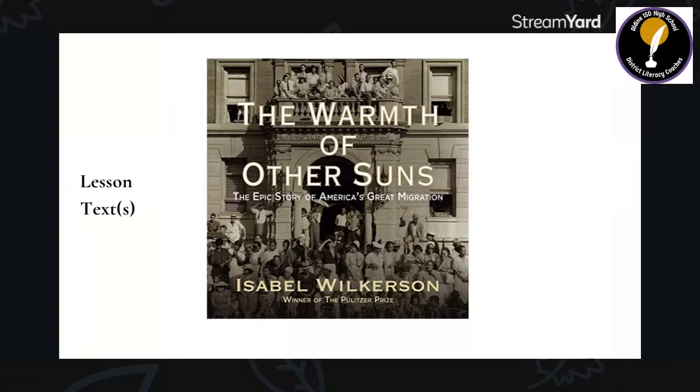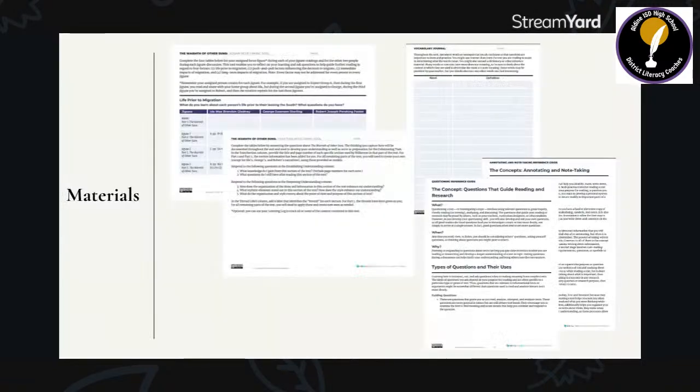Still the same text students are reading, and the materials for this lesson are the Attending to Details tool, Warmth of Other Suns Jigsaw Note-Taking tool, Structure Note-Taking tool, Vocabulary Journal, and Annotating and Note-Taking and Questioning Reference Guides.